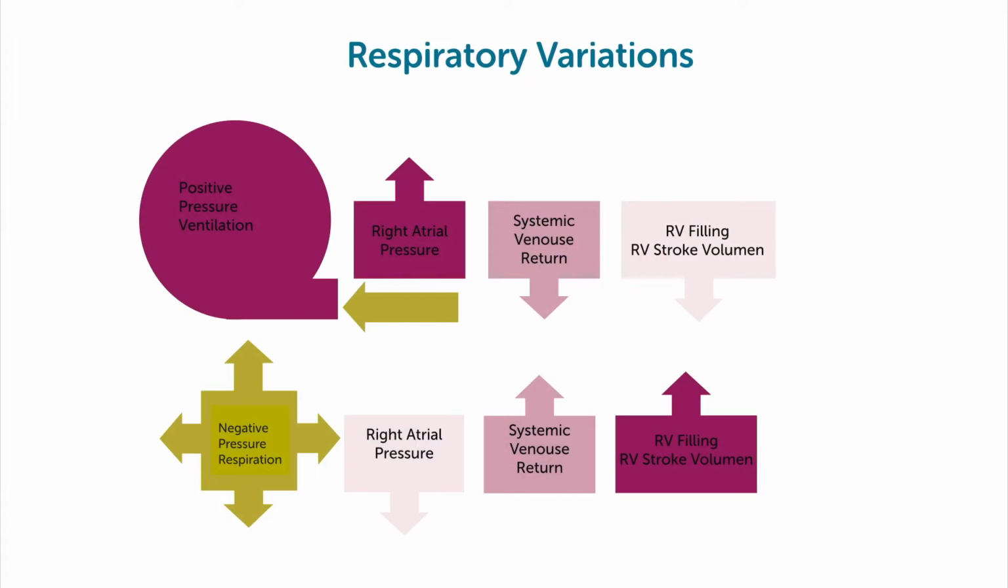The second physiological principle that I want you to remember is the respiratory and ventilation variation. We have to keep in mind that during spontaneous respiration and mechanical ventilation, there are some different variations in our heart chambers and vessels. But the most important thing that you have to keep in mind is that the right atrial pressure will increase during inspiration in mechanically ventilated patients, and the reverse effect will happen during spontaneous breathing.